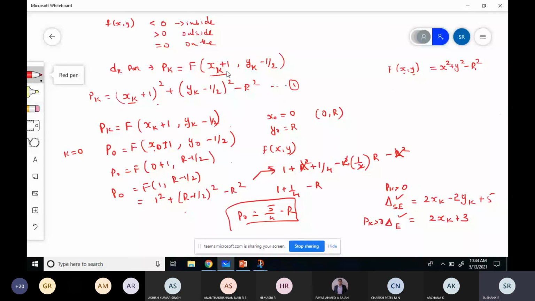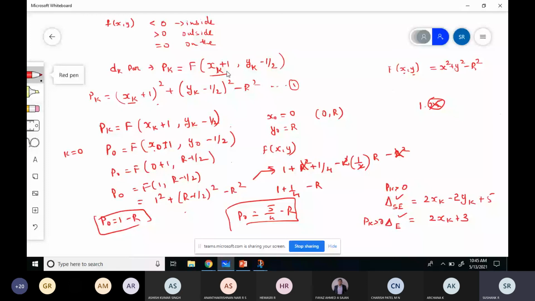But one scenario is there. 5 by 4 will be evaluated to 1.25. Since if you take it as an integer value, you have to ignore this. So this formula will be like P naught is equal to 1 minus r. P naught will be equal to 1 minus r. So this is the rounded function.